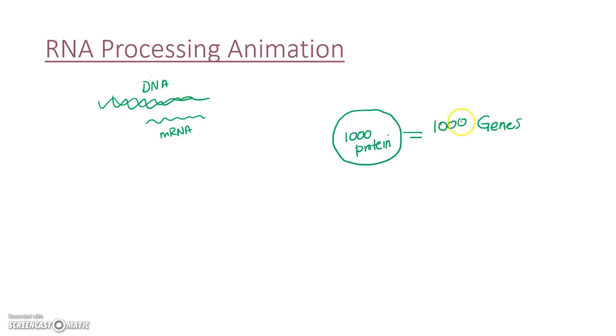They found out it's not that way. So there's not 1,000 genes, there's quite a bit less actually. If we counted up all the genes, there would be something more like 700 genes. So how do we make 1,000 proteins with only 700 genes? And it turns out it is called alternative splicing.